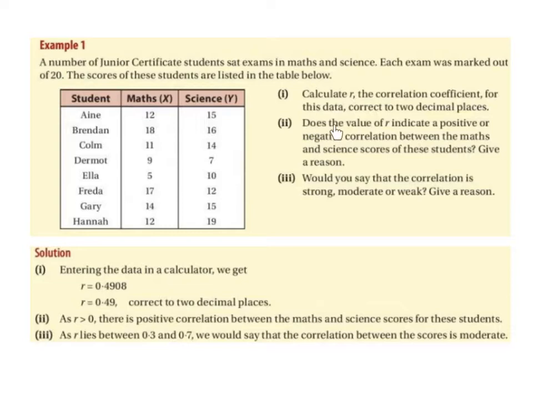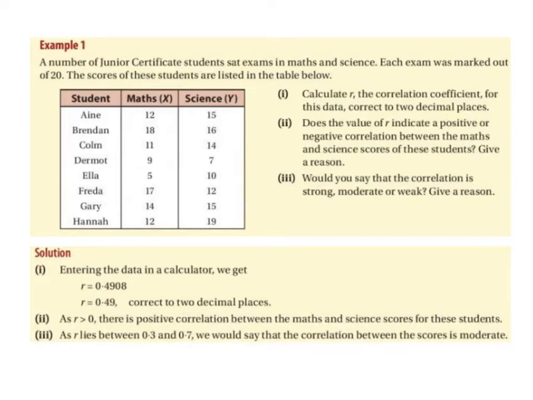Part 2. Does the value of r indicate a positive or negative correlation between the maths and science scores of these students? Give a reason. As r is greater than 0, so it's positive, there is positive correlation between the maths and science scores for these students.